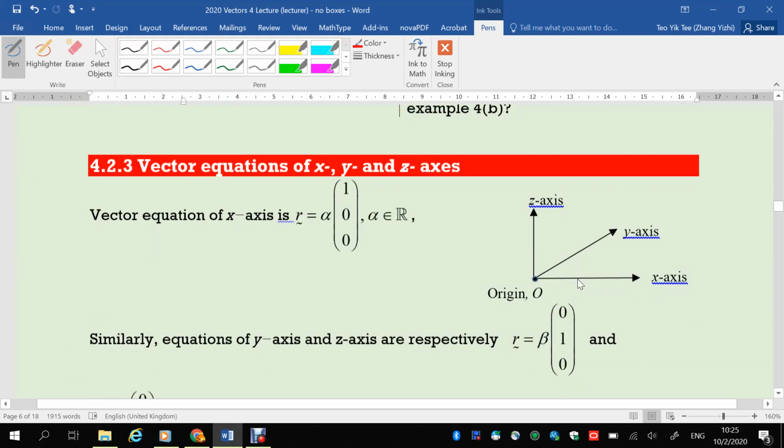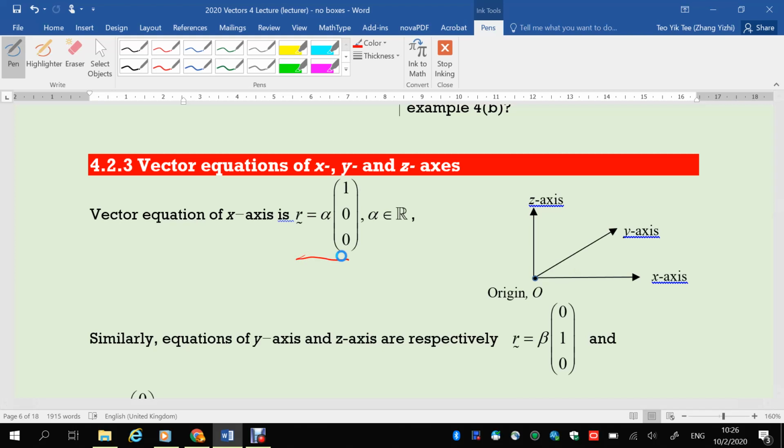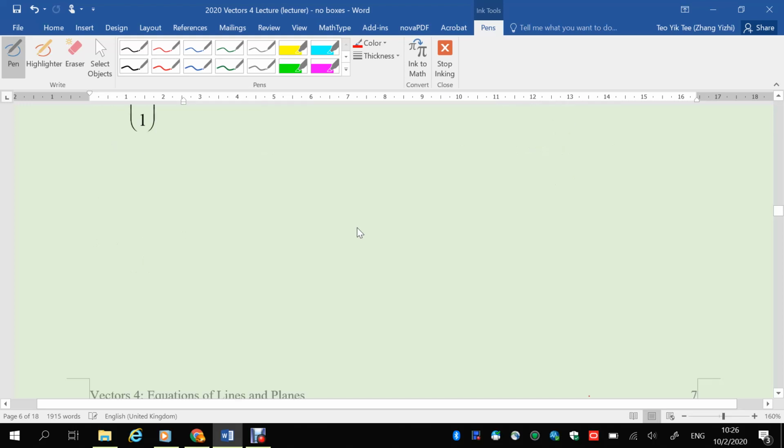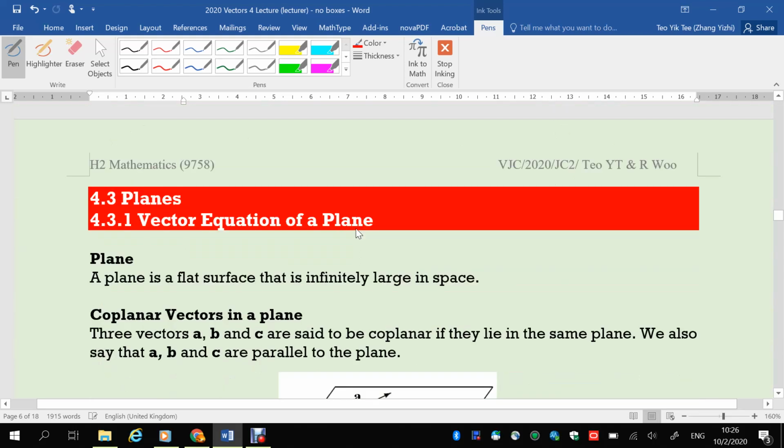Okay, so next we're going to move on to section 4.2.3, which is the vector equation of the x, y and z axis. We actually came across something like that before when we dealt with the directional cosine. I asked you guys before, what is the direction of the x-axis, and most of you could tell me it's 1, 0, 0. So all you have to do is recall this same concept. Okay, so this is basically a rehash of what we've just gone through in the earlier chapters.